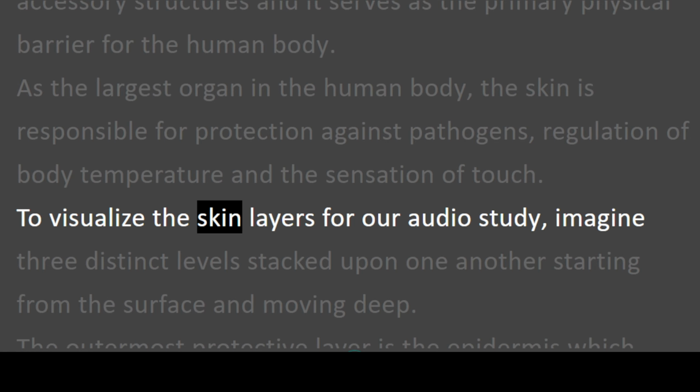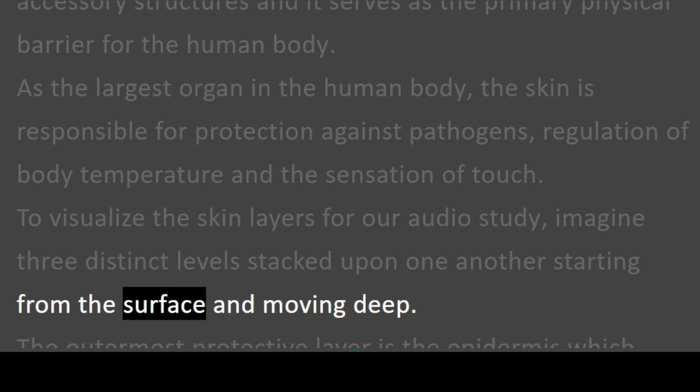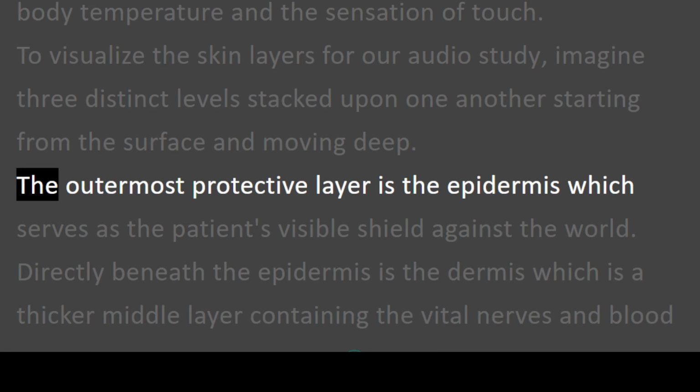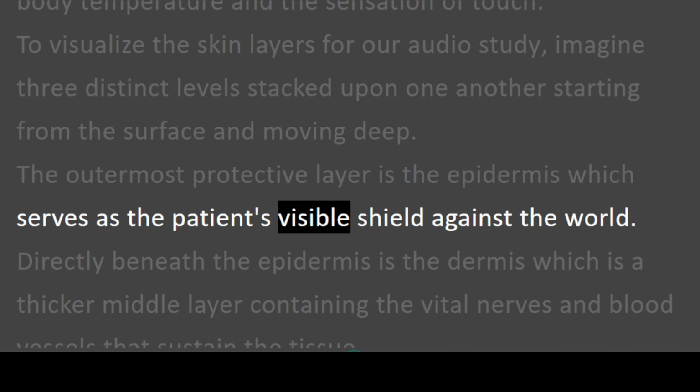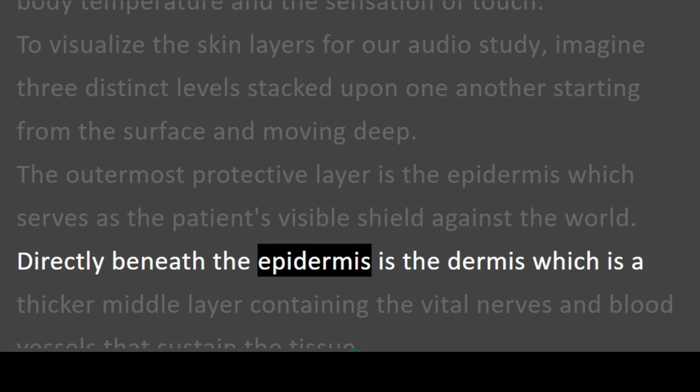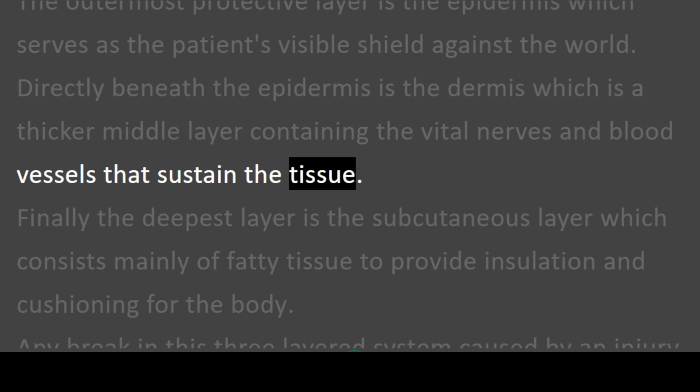To visualize the skin layers for our audio study, imagine 3 distinct levels stacked upon one another, starting from the surface and moving deep. The outermost protective layer is the epidermis, which serves as the patient's visible shield against the world. Directly beneath the epidermis is the dermis, which is a thicker middle layer containing the vital nerves and blood vessels that sustain the tissue.